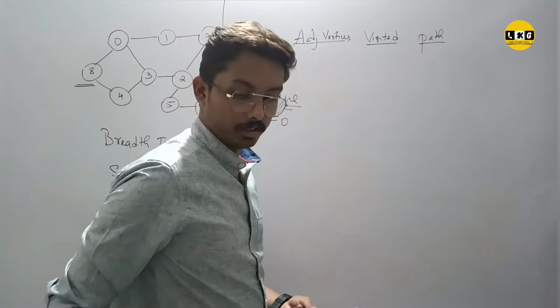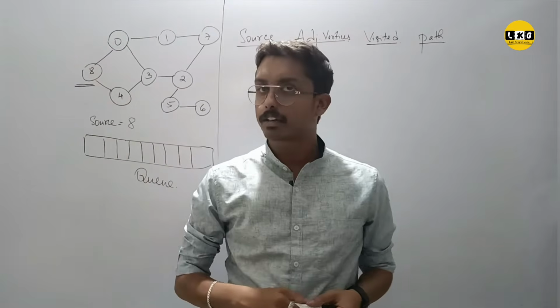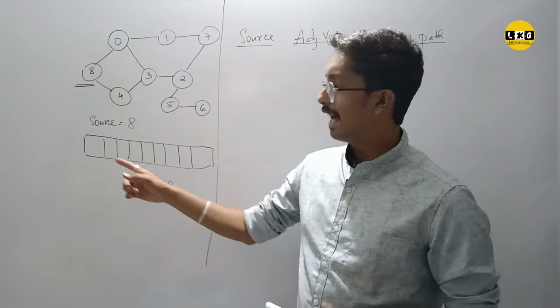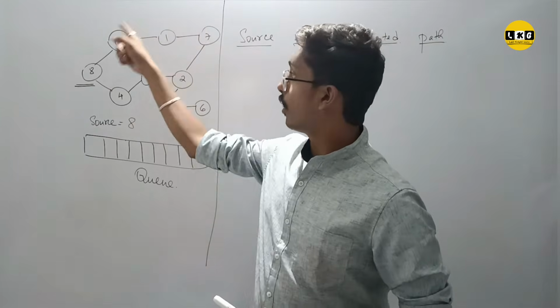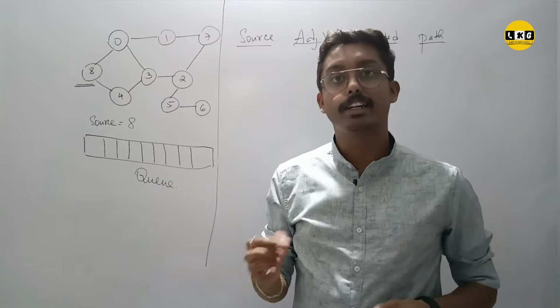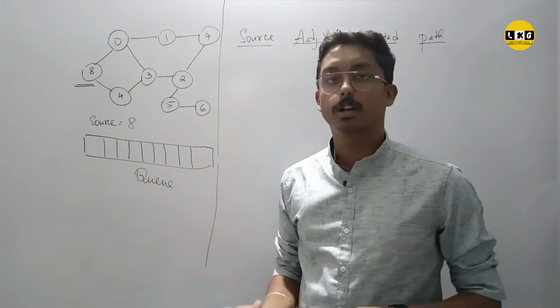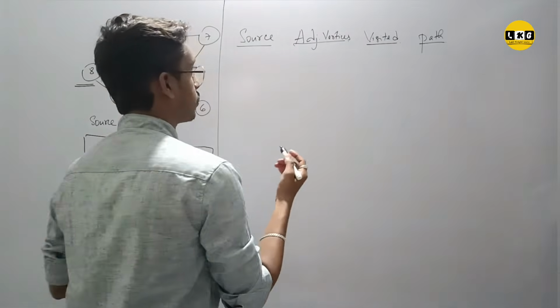So let us solve this now. The source is given as vertex 8 and here is the queue. And what is the length of the queue? The length of the queue is exactly equal to the number of nodes in a graph. What is the total number of nodes in a graph? It is 9. So the length of the queue will also be equal to 9. Very simple. So let us start solving this.